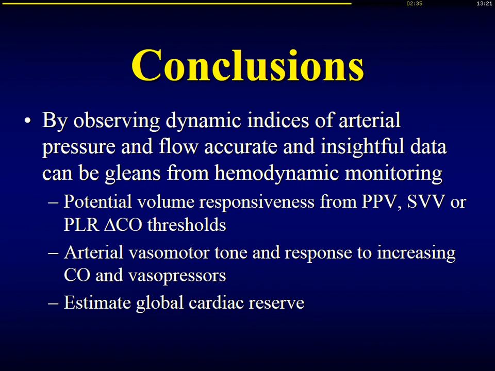So to stay on time, and to allow time for the other speakers, I can conclude that looking at these dynamic indices of arterial pressure and flow allow insights into what's happening in terms of hemodynamic monitoring. We can actually determine cardiovascular reserve by looking at stroke volume and pulse pressure variation, or the change in cardiac output. It is a surrogate for contractility, just like the ratio is a surrogate for arterial tone. And with these methods, we can determine volume responsiveness, arterial tone, and cardiac reserve.